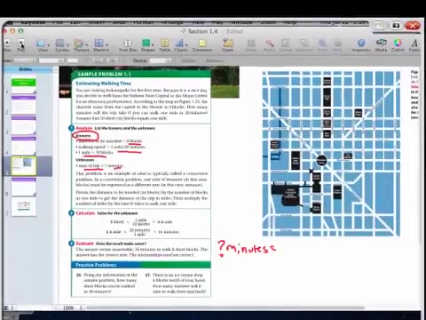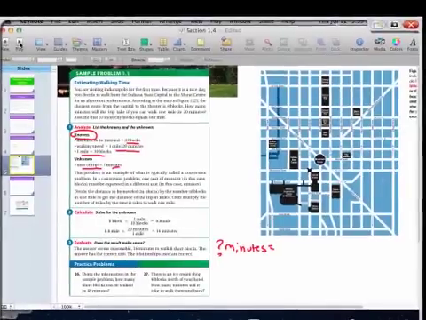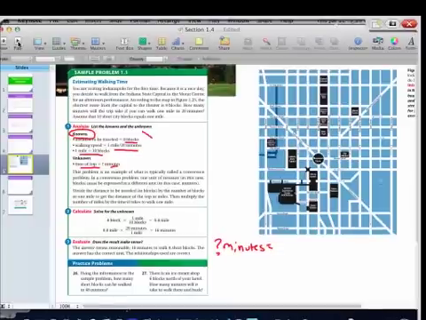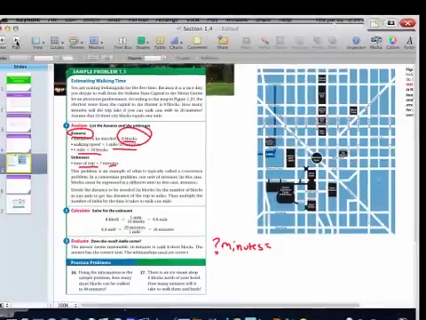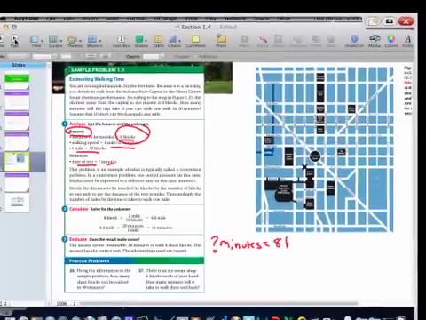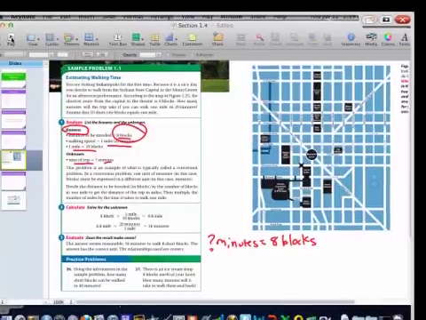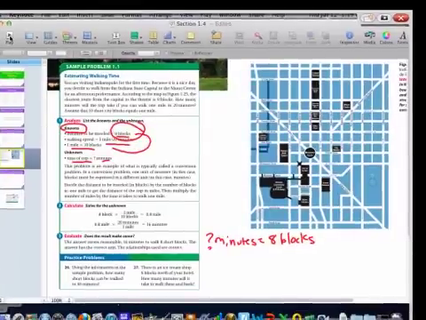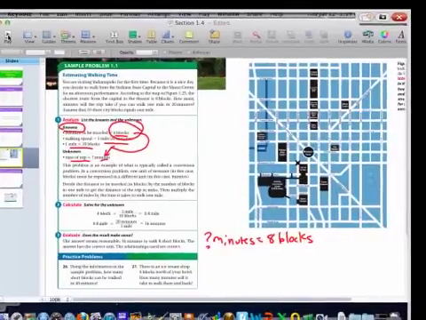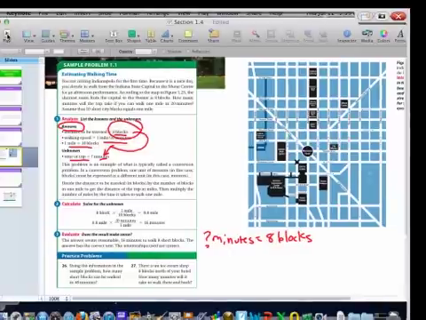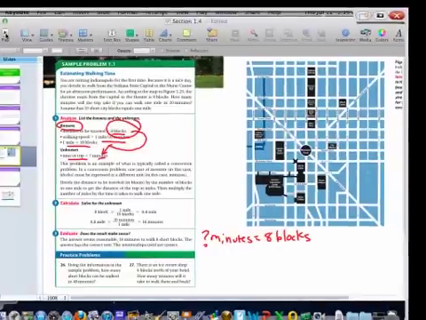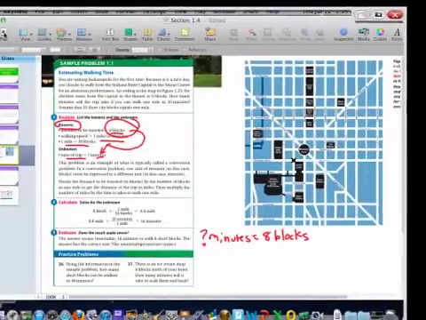Equals, what am I given? Well, my starting point is that I have to go 8 blocks. So I'm given 8 blocks. Now there's no direct conversion from blocks to minutes, which is where I'm trying to get to. So what I need to do is figure out a way to convert some of that.